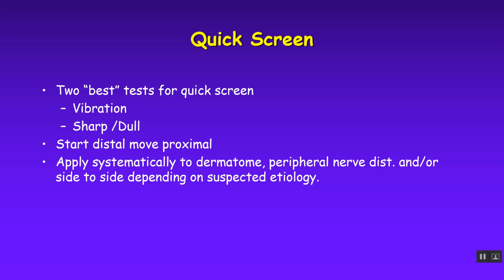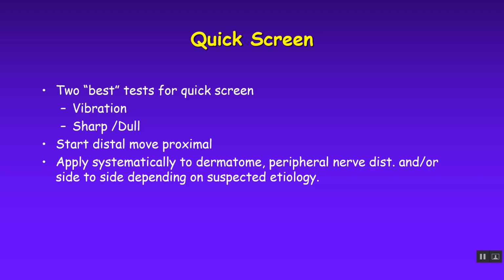You can't really test unconscious proprioception other than watching them move. You're going to notice that they're ataxic if they have unconscious proprioceptive deficits. It's really a movement observation thing and looking for ataxia. But sharp, dull, and vibration are the two I start with, and just see how they do. Start distal, work proximal, apply systematically, according to dermatome, peripheral nerve distribution, or side to side, depending on suspected pathology.